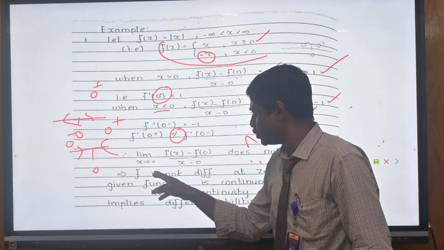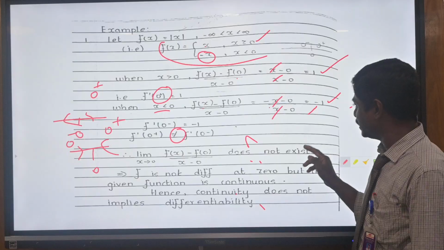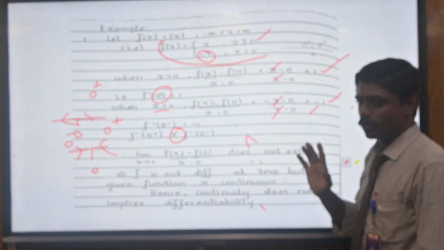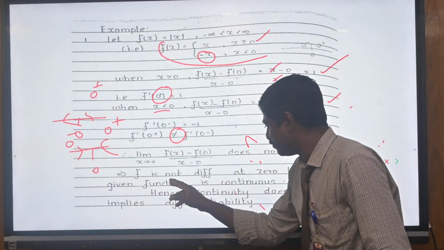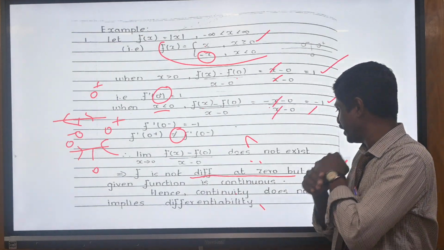So the limit as x tends to 0 of f of x minus f of 0 by x minus 0 does not exist, since 1 is not equal to minus 1. This implies f is not differentiable at the point 0, though f is differentiable at the other points.